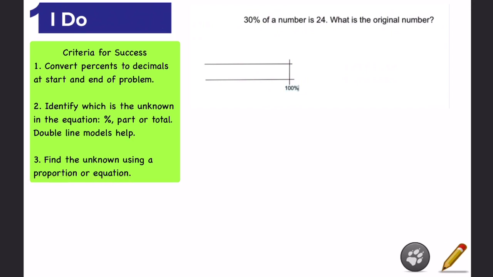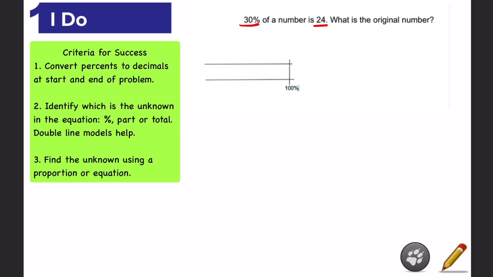All right, so let's jump right in and read this problem so we can figure out what's given and what's not. 30% of a number is 24. What's the original number? So I'm already getting a percent. So 30% of some number is 24. And I have to really think for a minute, what does the 24 mean?